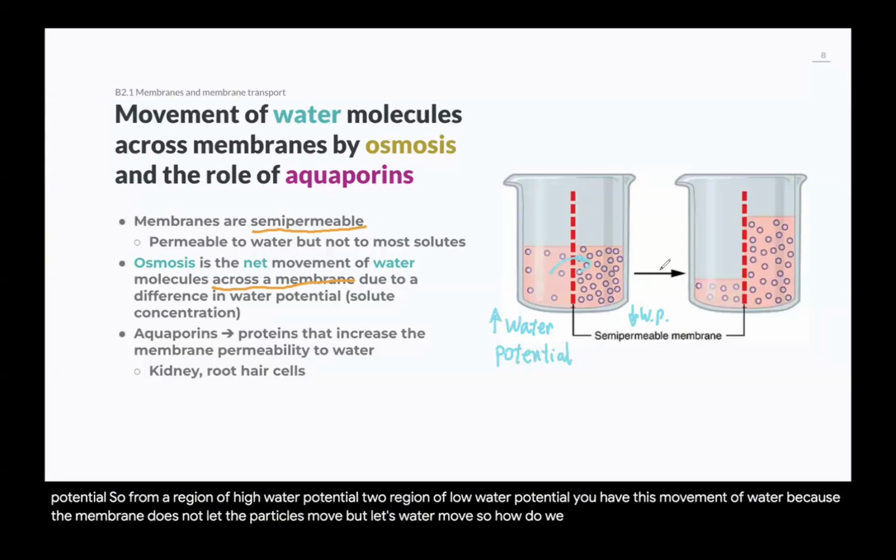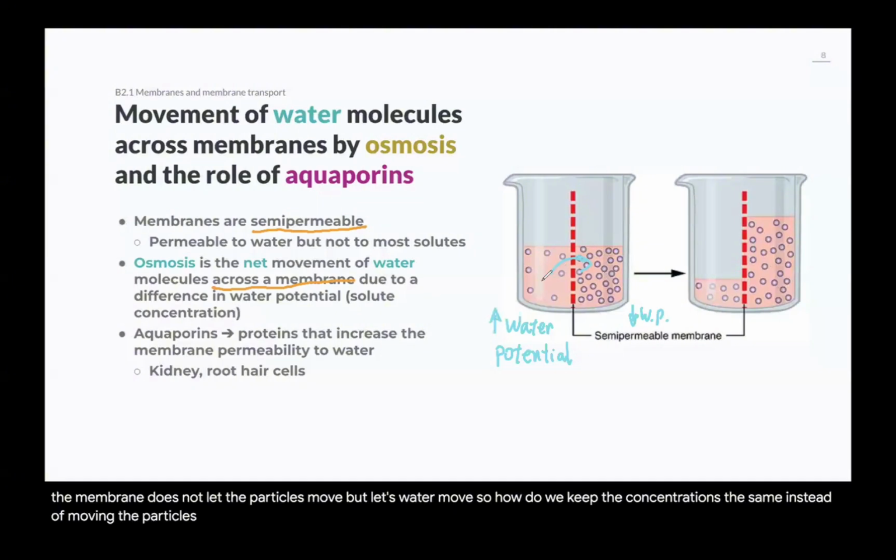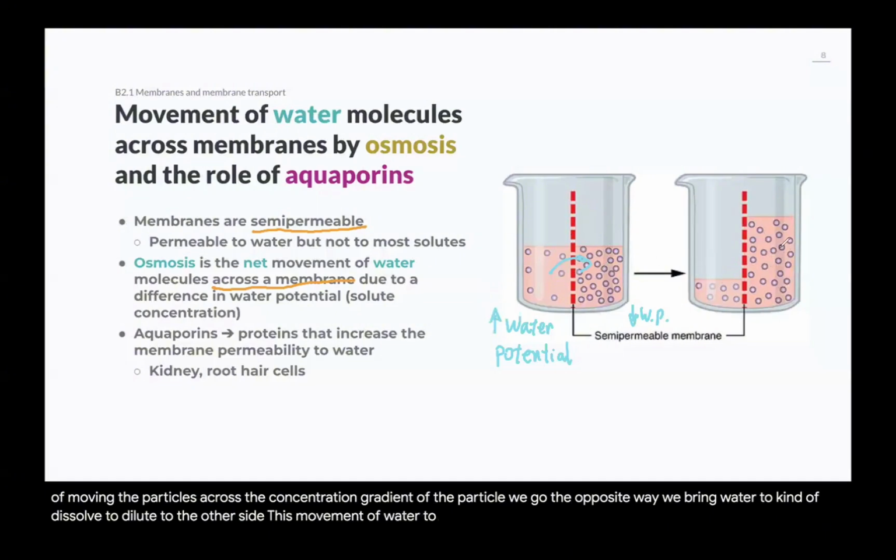So how do we keep the concentrations the same? Instead of moving the particles across the concentration gradient of the particle, we go the opposite way. We bring water to kind of dissolve, to dilute the other side. And this movement of water to dilute the other side, this is called osmosis.